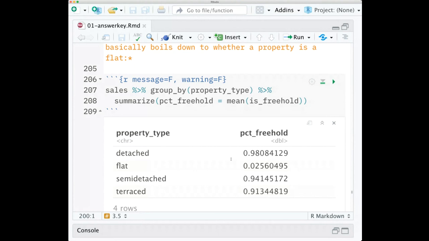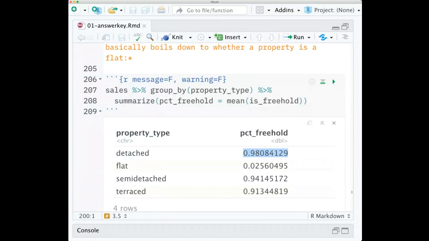Because is_freehold is a binary variable, the mean is the percentage of ones. We've done that early on in the course. We've done that in spatial modeling too. It's okay to justify this in a different way, but this is how I've done it in the answer key. So if you're a flat, you only have a 2% chance of being a freehold. If you're a detached house, you have a 98% chance of being a freehold.